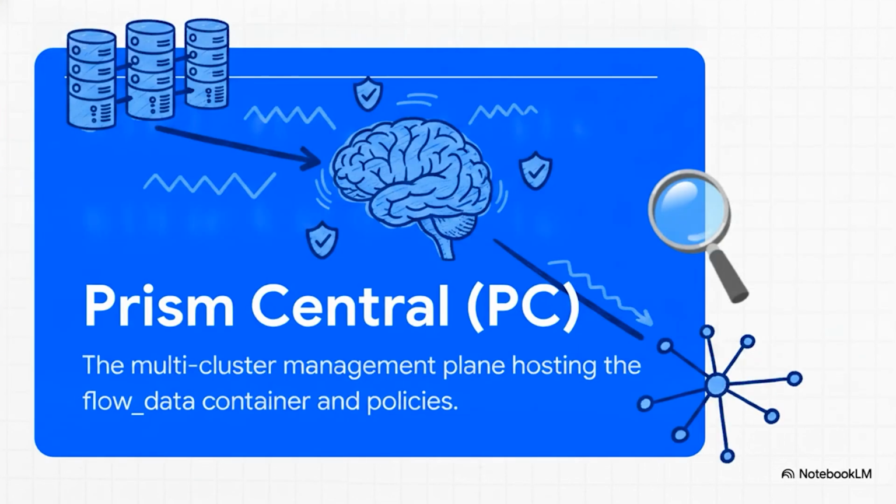Now, since we're talking so much about connection tracking, let's bring Prism Central, or PC, into the mix. While Prism Element is busy managing a single cluster, Prism Central is your big picture, multi-cluster management plane. And crucially for our purposes, PC is where your Flow network security policies are actually configured. It's also where all the neat network visualization tools live. Think of it as the centralized brain of your entire microsegmentation strategy.